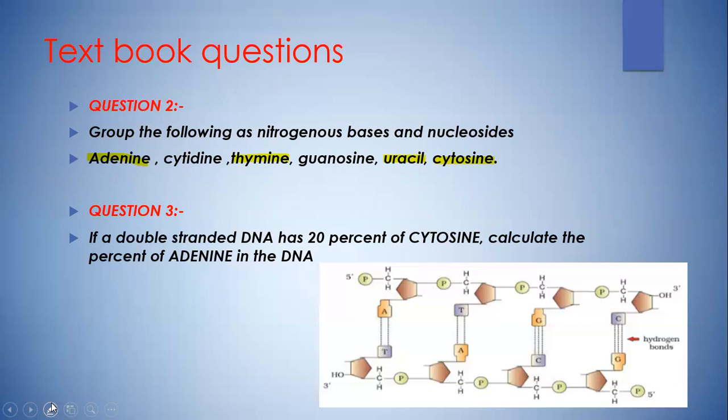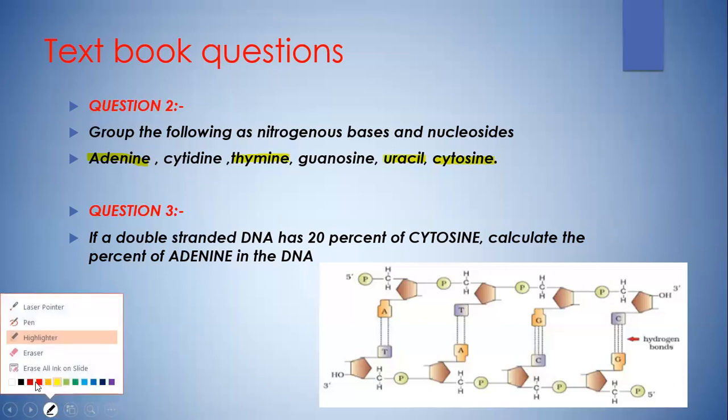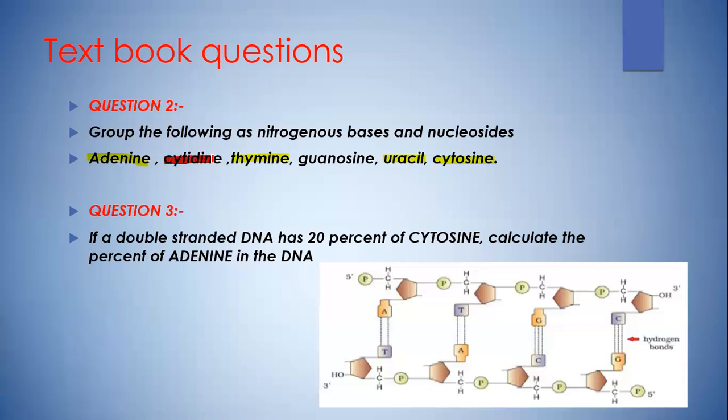Guanosine is not a nitrogenous base. Guanine is the nitrogenous base. Guanosine is a nucleoside. Cytidine is also a nucleoside. So cytidine and guanosine are nucleosides. All those things that I have marked in yellow are nitrogenous bases, and all those marked in red are nucleosides. You just need to remember the nitrogenous bases. If there is any slight variation in the name, then they will come under nucleoside or nucleotide.